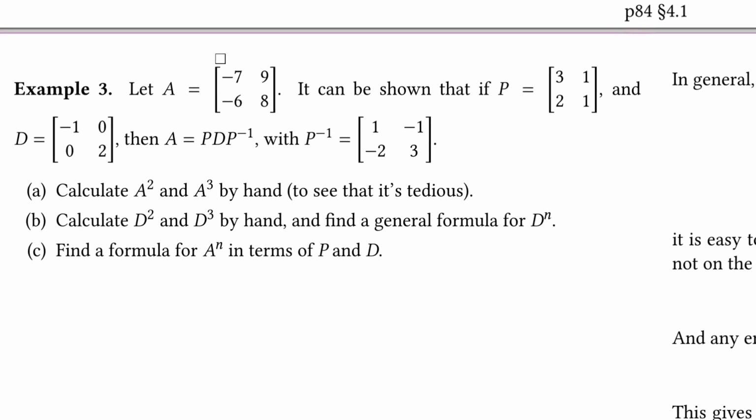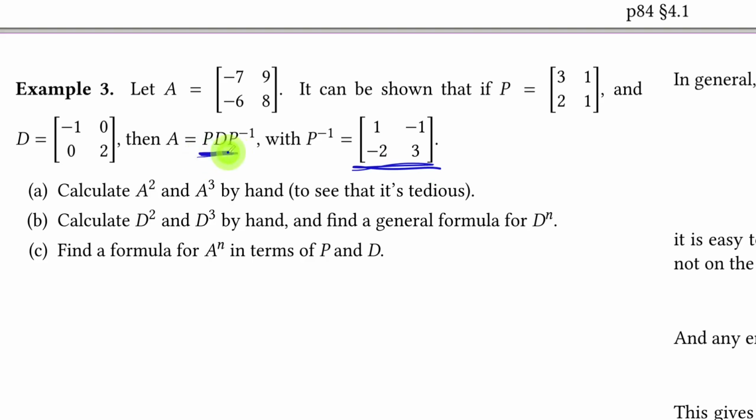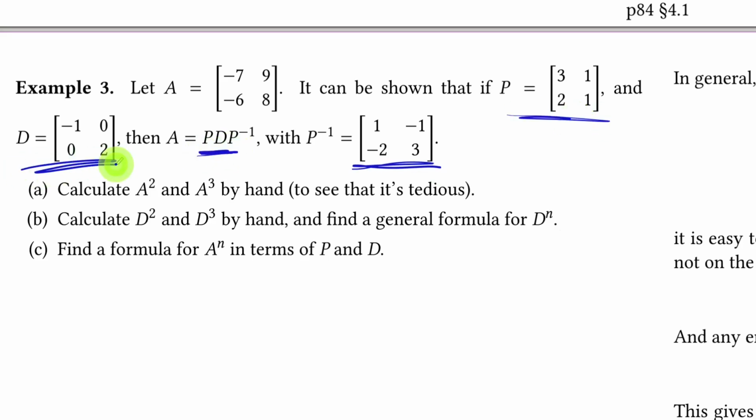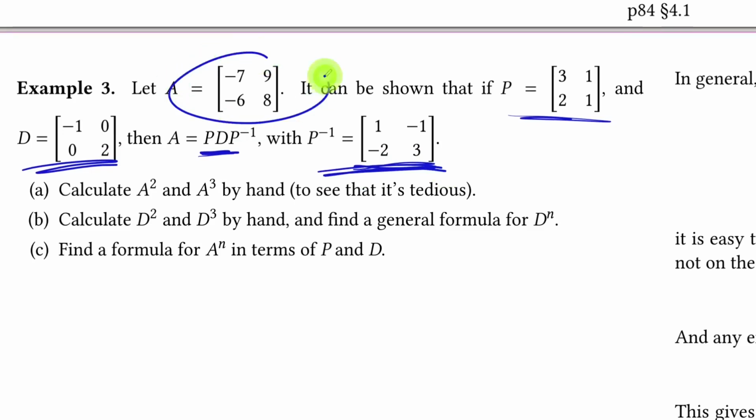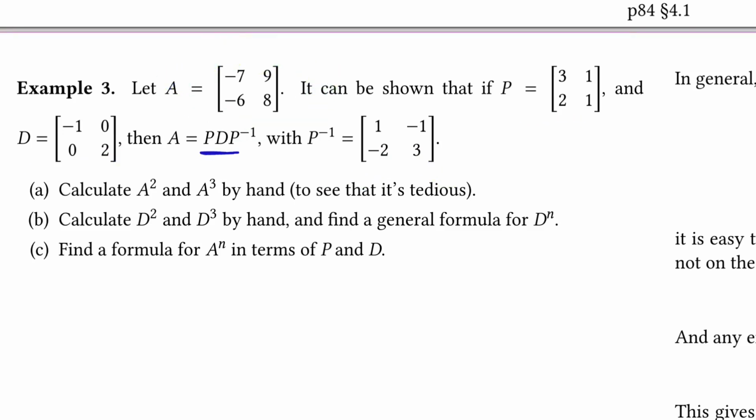Here is a matrix A. It can be shown that if this is P, and here is a diagonal matrix D, then A is equal to P times D times P inverse. And P inverse is this thing here. You could do it with a computer, or if you feel like doing some extra matrix multiplication, you could calculate P times D and then do that times P inverse and check that you get the same thing as A, but we don't have to.